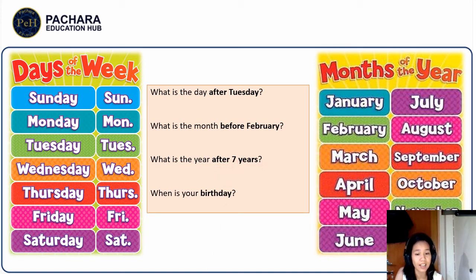After, like I said, you need to move forward, meaning you need to add. So this year is 2021, you need to add 7. 2021 plus 7 years will be 2028. Okay? All right, now, when is your birthday?